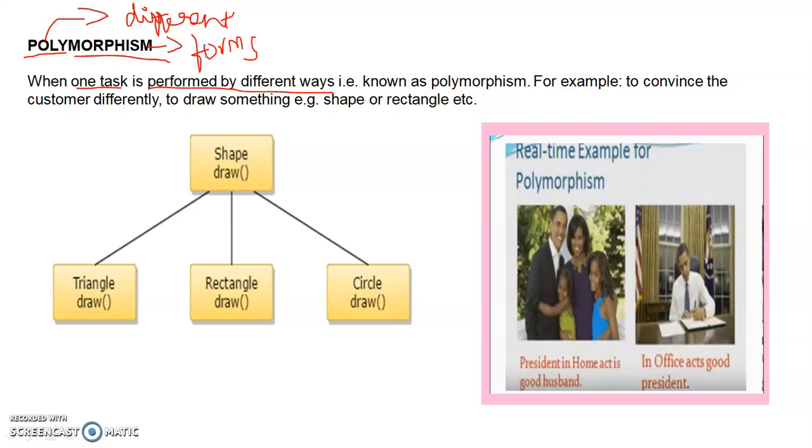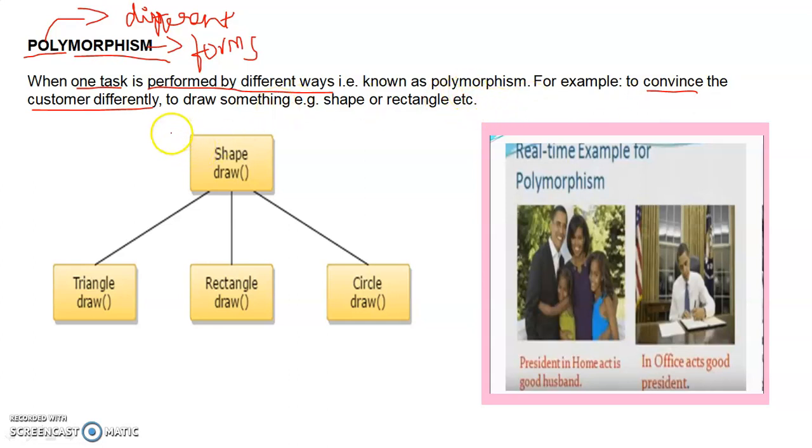For example, to convince the customer differently. So convincing is going to happen differently based upon the customer. The example of polymorphism is to convince the customer differently. So convincing is the major thing that is going to be different based upon the customers, right?